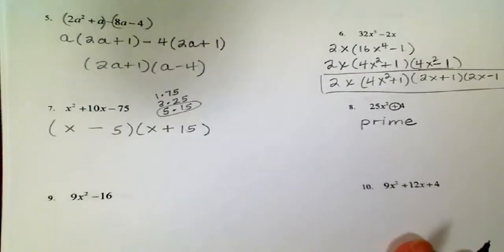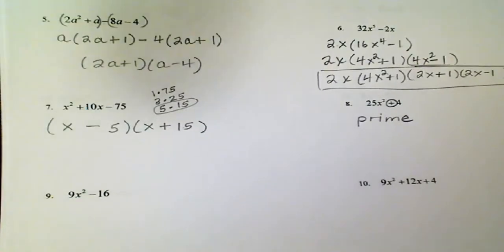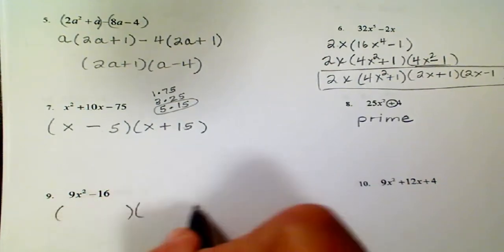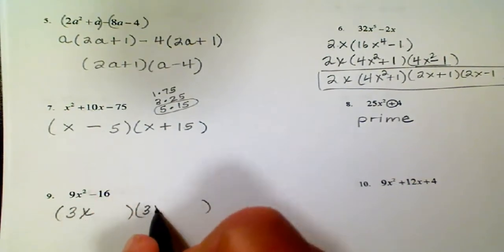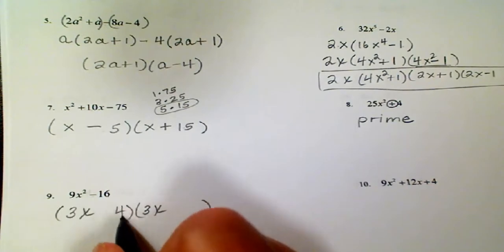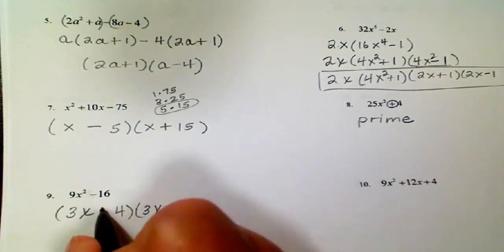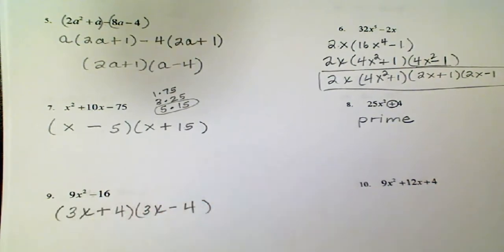Number 9. GCF. No. Again, I see perfect squares, and this time we do have a difference. So when we factor this, the square root of that's 3x. The square root of that's 4. And my signs are plus and minus. And we are finished with that one. Okay, next one.